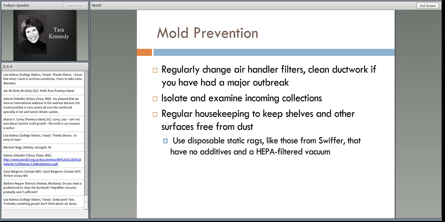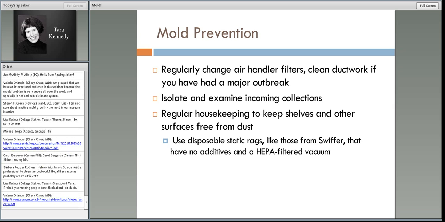You can use disposable static rags like Swiffers that have no additives. Those things are really good to use in a collections environment, or a HEPA-filtered vacuum. A HEPA-filtered vacuum means that the mold will be kept inside the vacuum and not be spit out the back of the vacuum and back into the room. And this is the only type of vacuum that you should use to clean mold, because you cannot afford to have the air sent back out through the vacuum cleaner again, because all of your hard work has just been spit back out the back of the vacuum, and then you're creating the problem all over again.